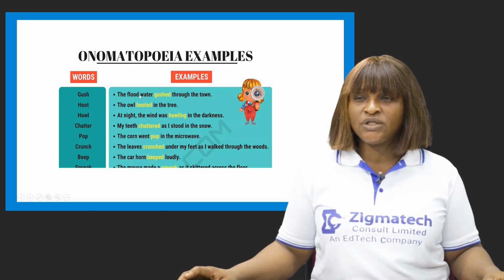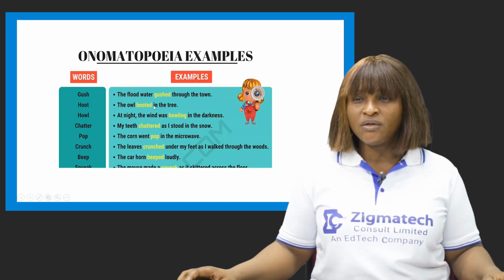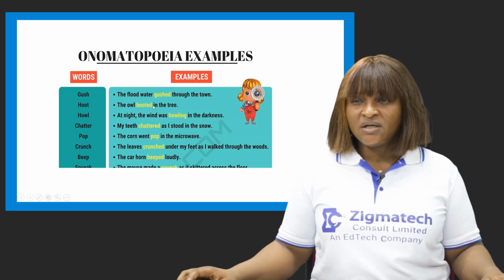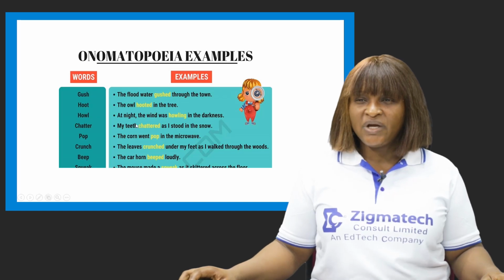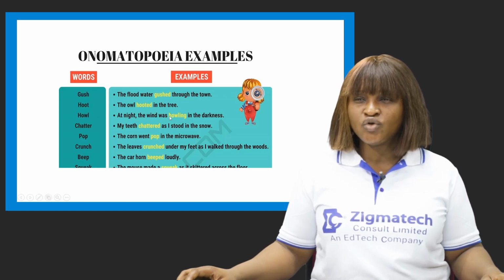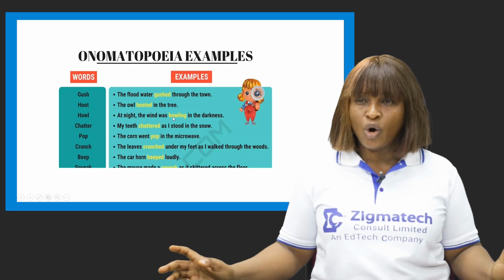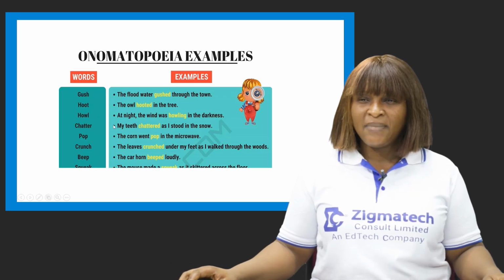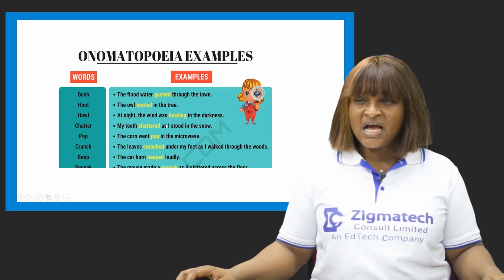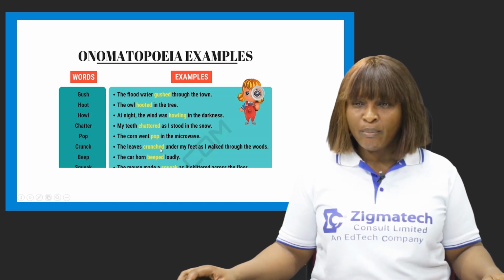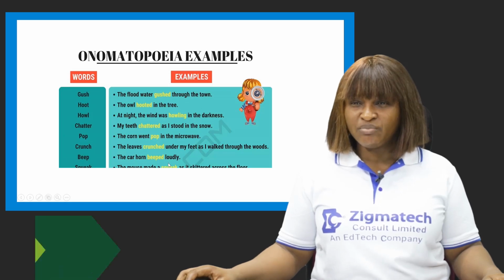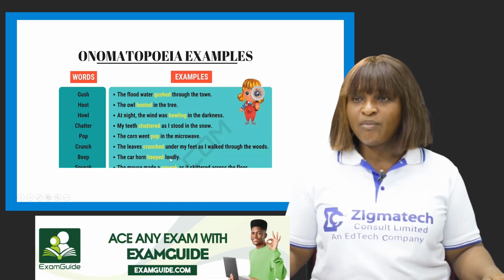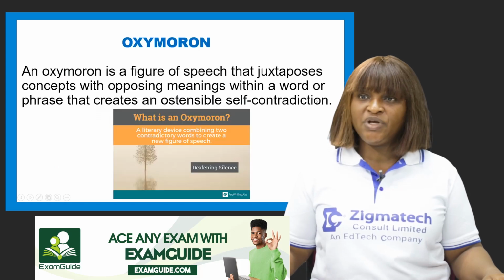The flood water gushed, that's what the flood water does. The owl hooted. Now we have at night, the wind was howling, ooh, that's the howling sound of the wind. My teeth chattered as I stood in the snow. The corn went pop, leaves crunched, the car horn beeped. So these are examples of onomatopoeia.